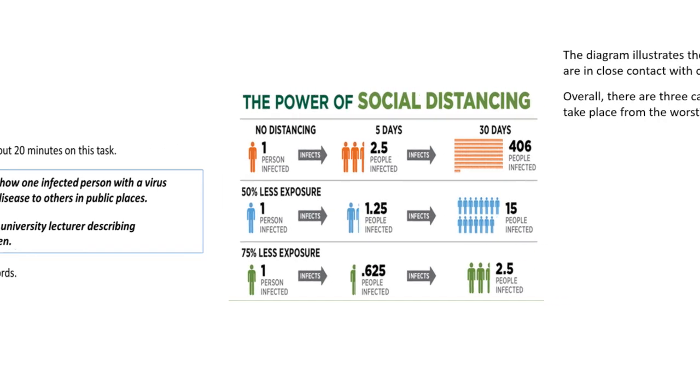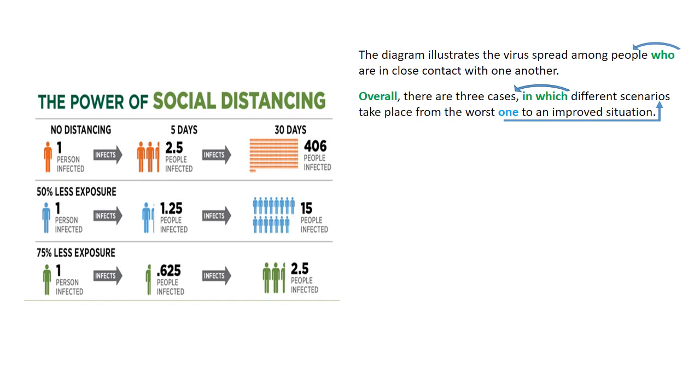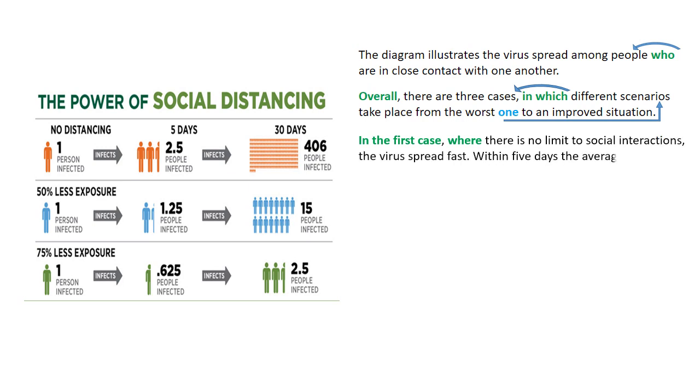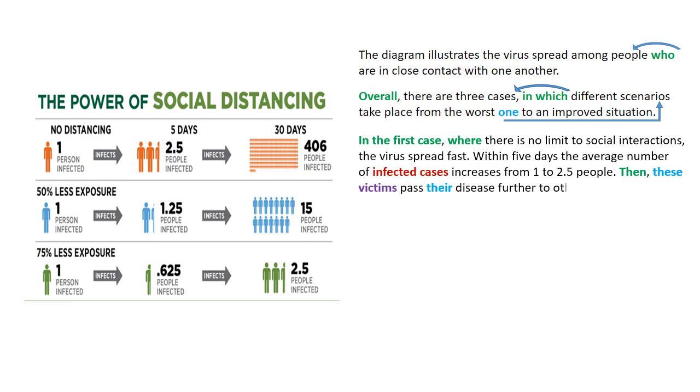In the next paragraphs, we should describe each case separately in detail. However, unlike graphs, charts, and tables, diagrams have no general rules for grouping data. In fact, you can group the data in 1, 2, or 3 paragraphs. In this example, I described the details in 3 paragraphs. In the first case, where there is no limit to social interactions, the virus spread fast. Within 5 days, the average number of infected cases increases from 1 to 2.5 people. Then, these victims pass their diseases further to other 406 healthy persons in a month.